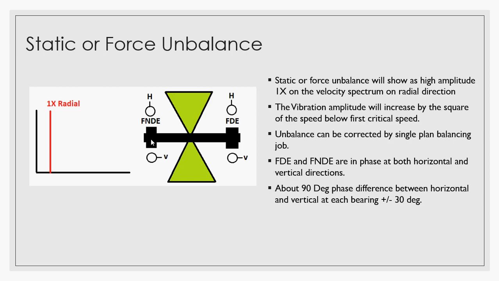There might be some difference of between 10 to 20 degrees, but they will be in phase. Same in the vertical direction. If you move your sensors from the horizontal position to the vertical position and you measure the phase angle on the drive end and non-drive end, you will see that the machine is also in phase in the vertical direction. And when we correct this, we do a single plane balancing job.